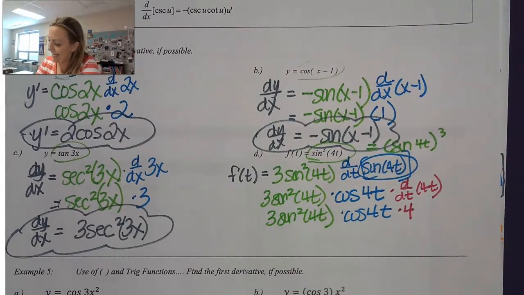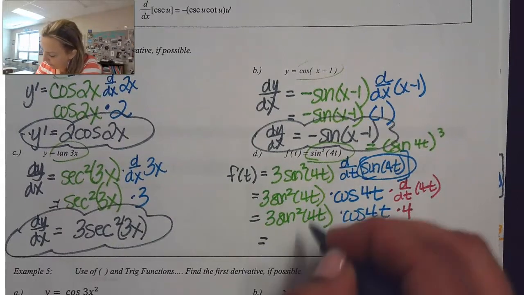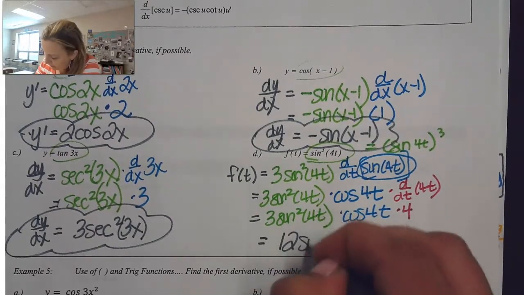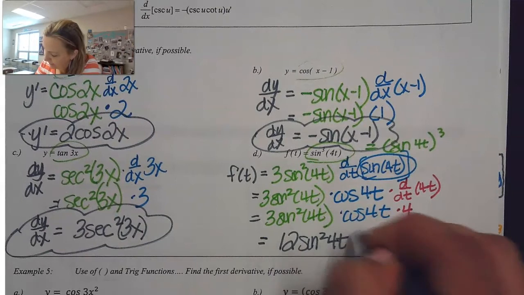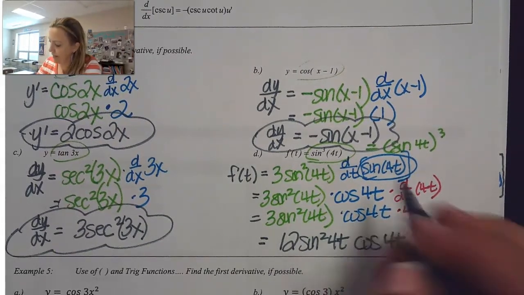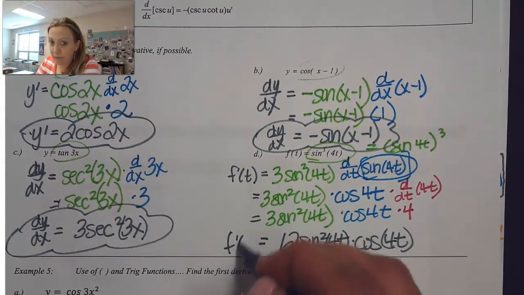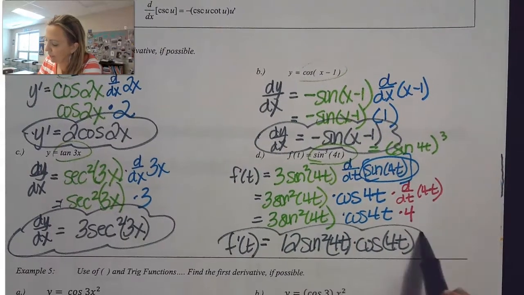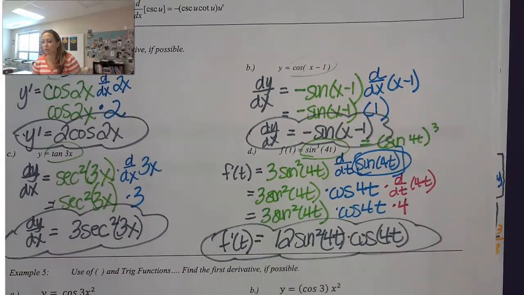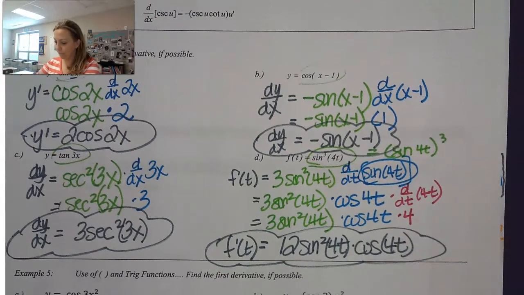And then I can multiply all those things together. I'll multiply the 3 and 4 together, maybe to make 12. Sine squared 4t times cosine of 4t. Okay, and if you want to do this, you can, whatever. Okay, we're good. But that would be our derivative there. Okay, so 12 times the sine of 4t all squared times the cosine of 4t.